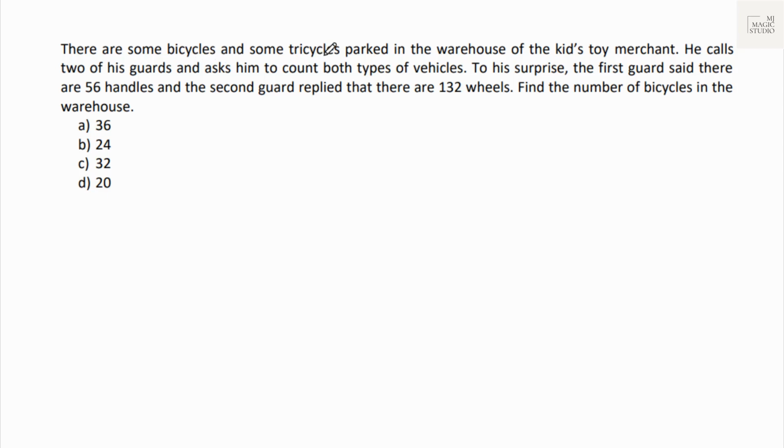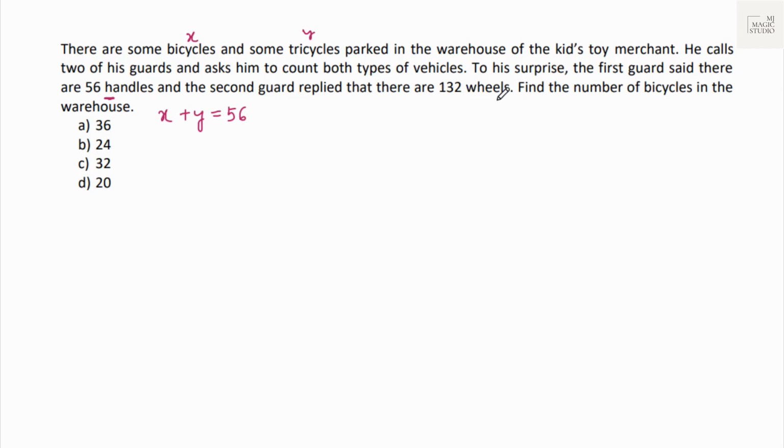There are some bicycles and some tricycles parked in the warehouse of the kid's toy merchant. He calls 2 of his guards and asks them to count both the types. To his surprise, the first guard said there are 56 handles. Suppose there are X bicycles and Y tricycles. All cycles will have 1 handle each. That means X plus Y is 56.